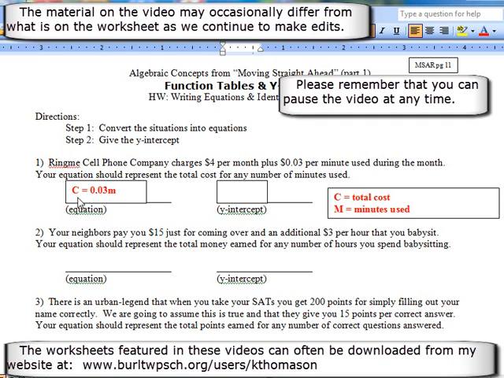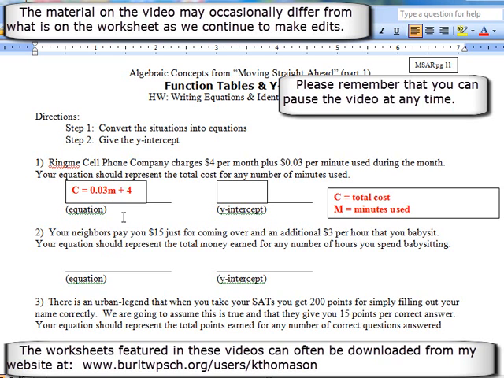So we have C, our total cost, is going to be 3 cents times the number of minutes we use plus the one-time monthly $4 charge. Now, just like in class, using our shortcut, the y-intercept is simply the number that was added or subtracted from the problem. So in this case, our y-intercept is 4.